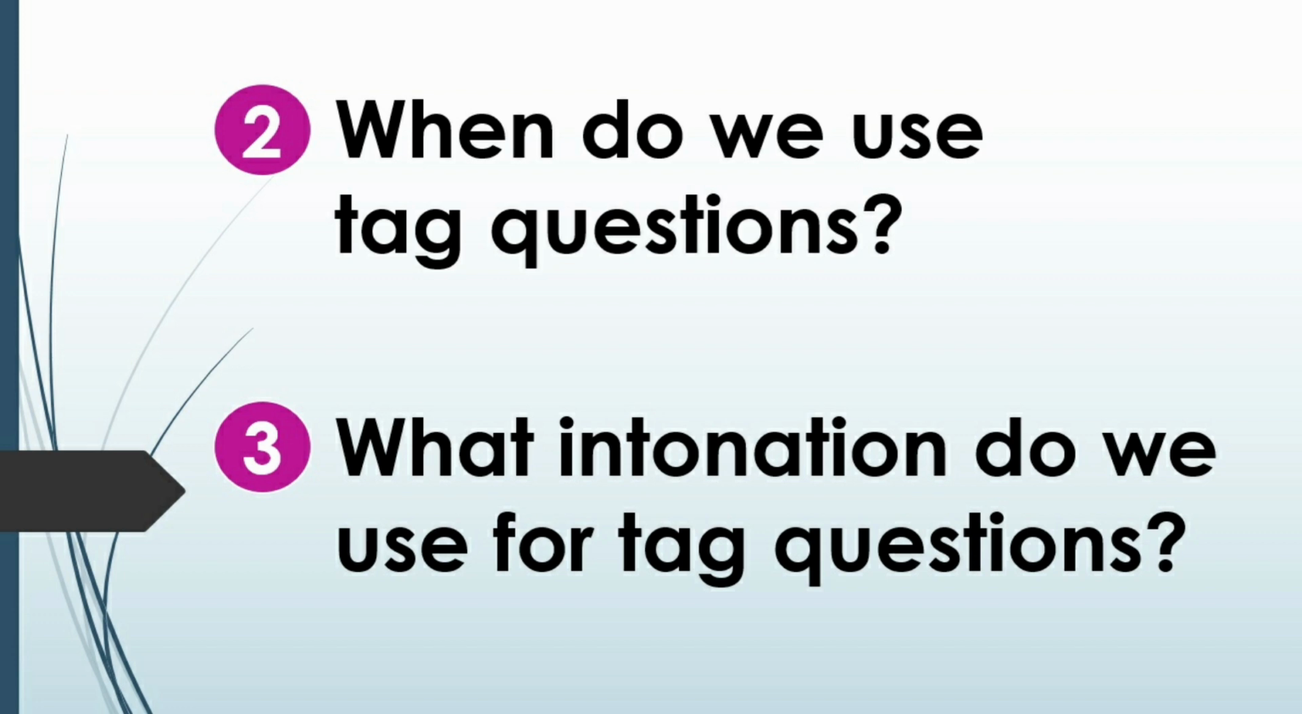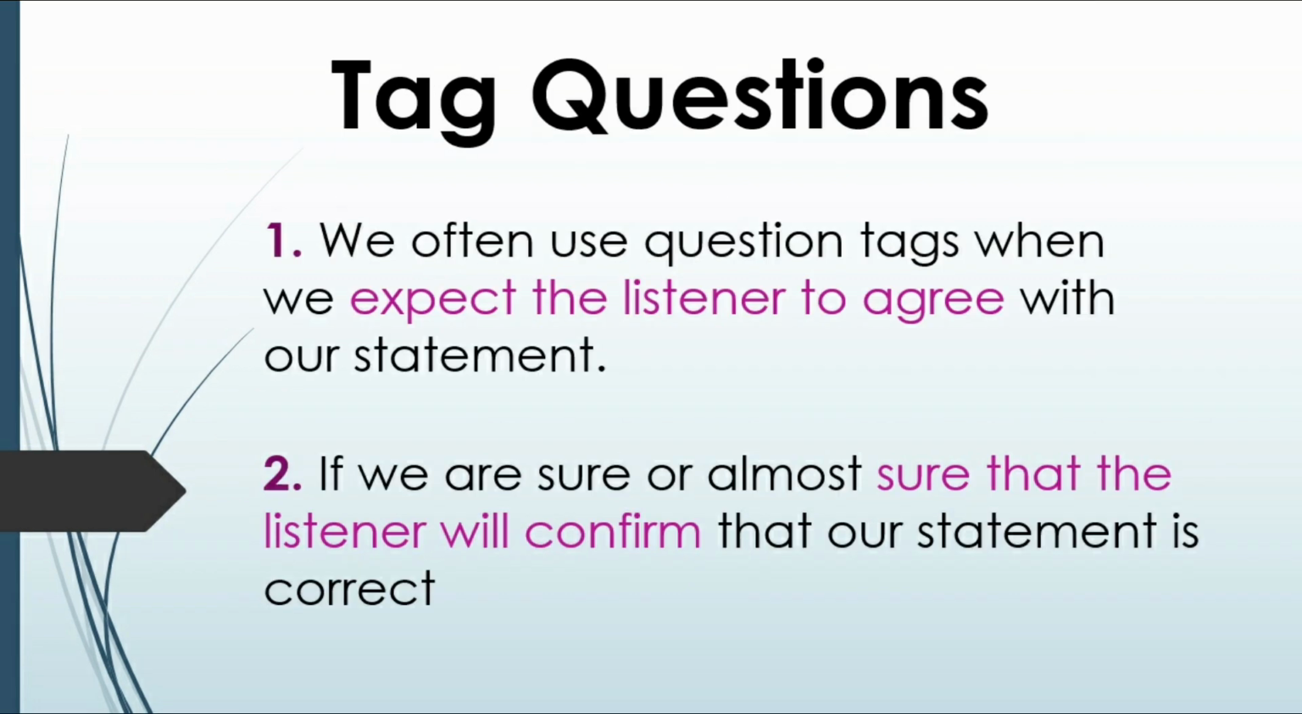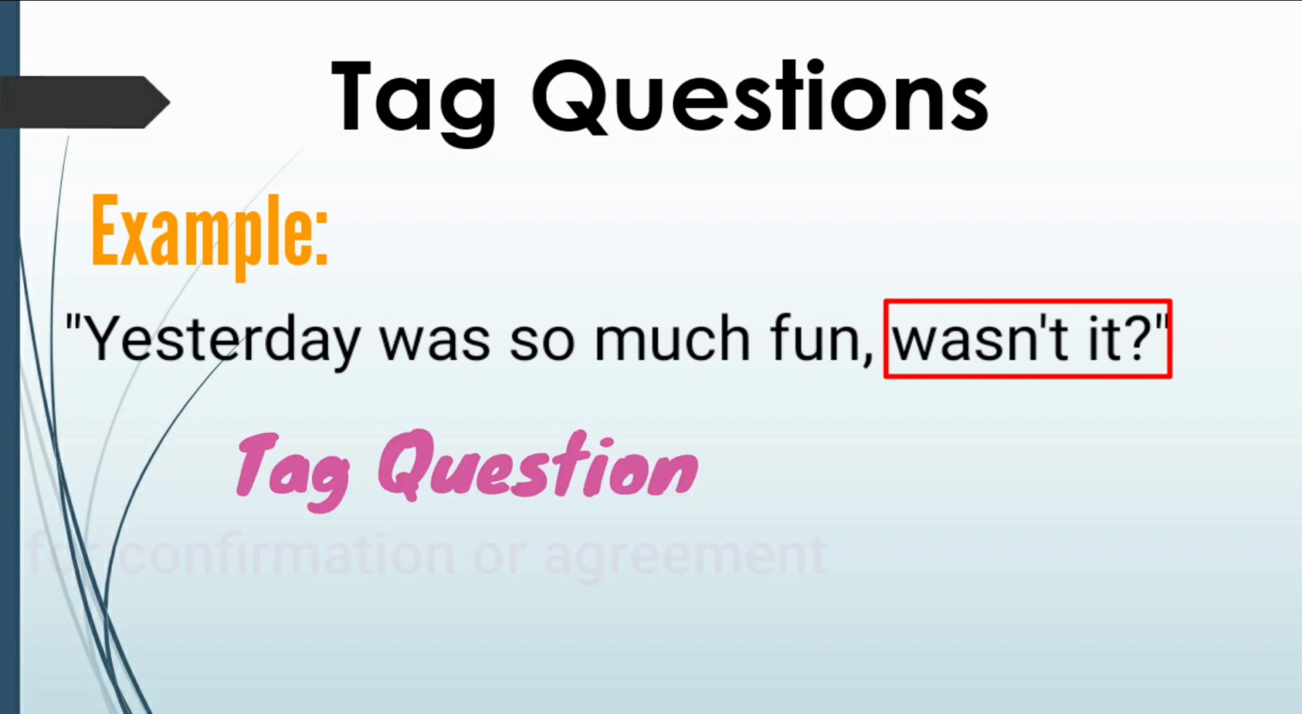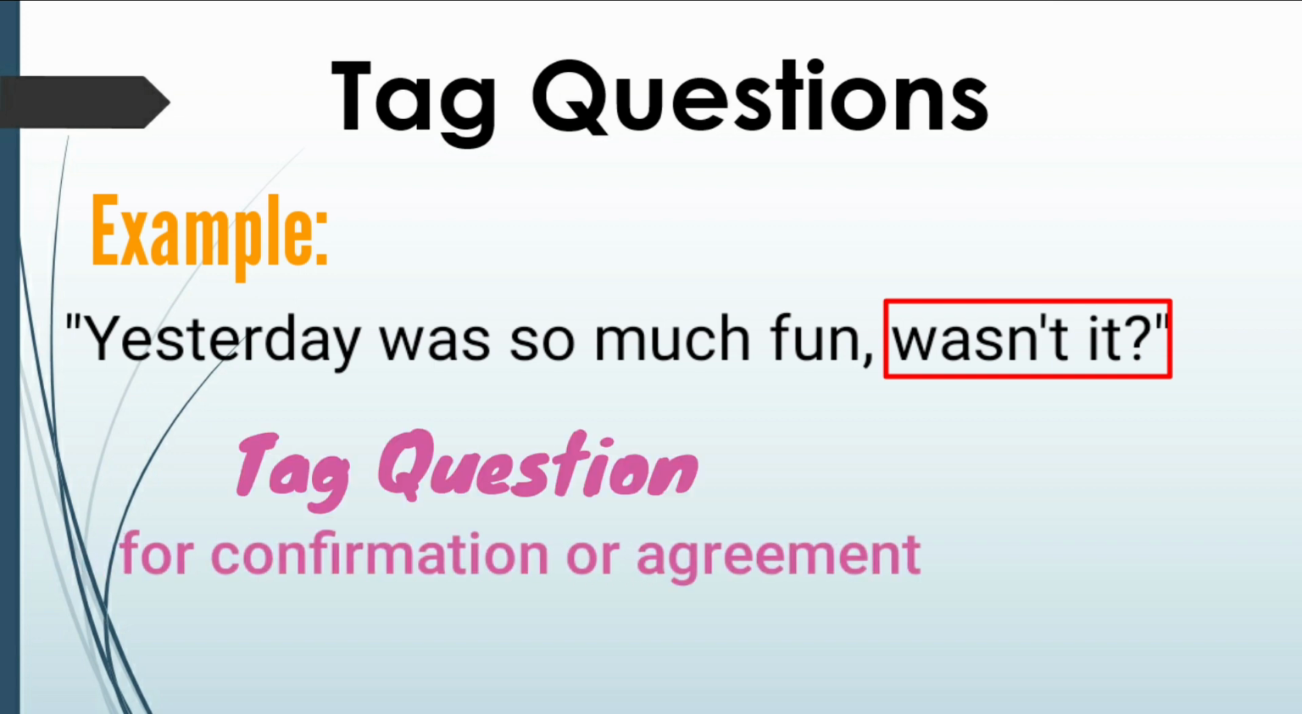When do we use tag questions and what intonation do we use with them? We often use tag questions when we expect the listener to agree with our statement, or if we are sure or almost sure that the listener will confirm that our statement is correct. Example: yesterday was so much fun, wasn't it? Notice that when we use a tag question for confirmation or agreement, we give it a falling intonation.